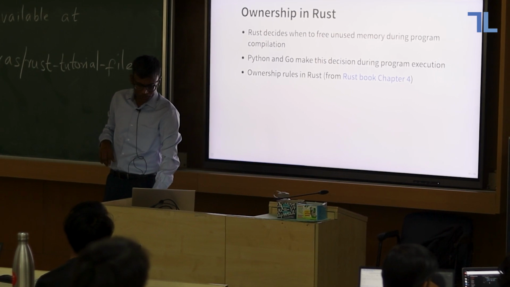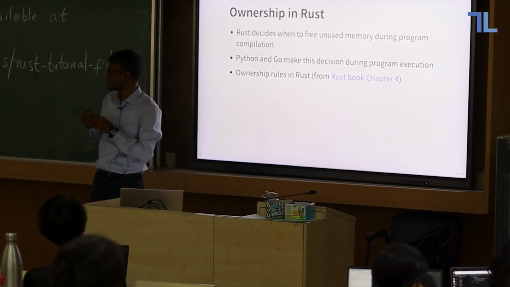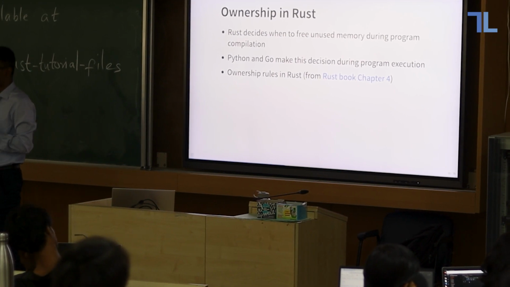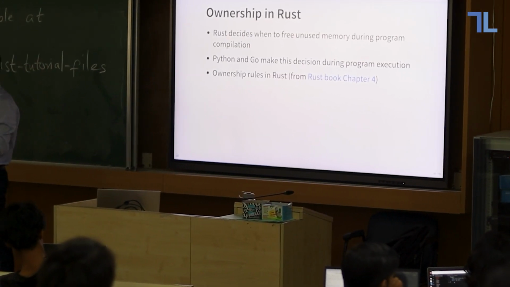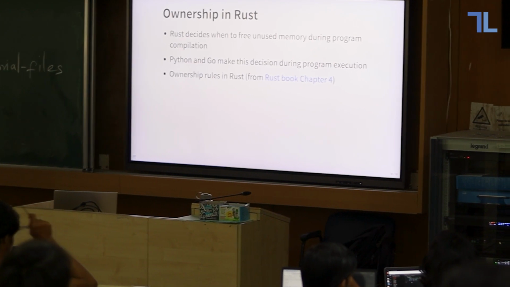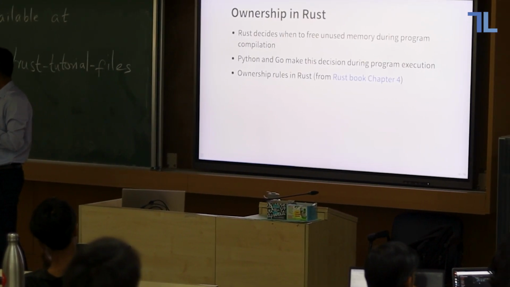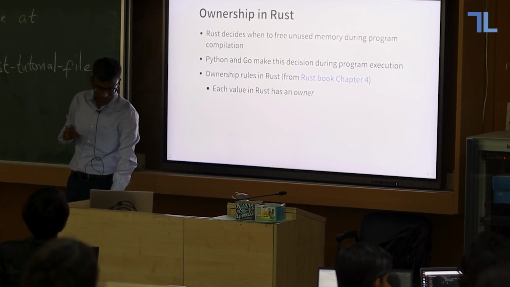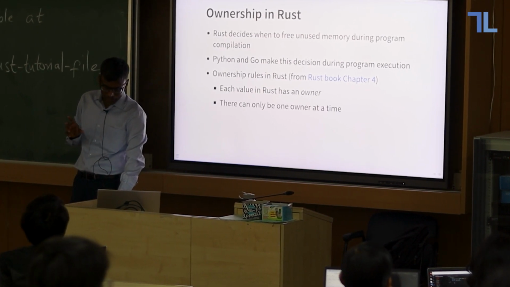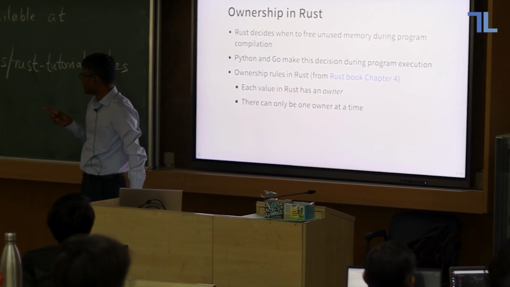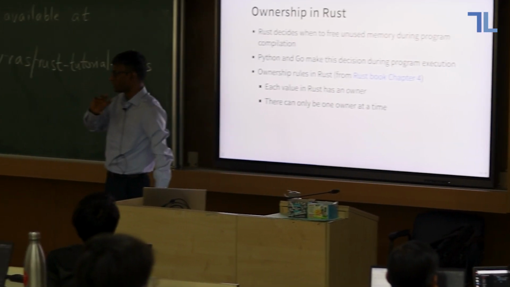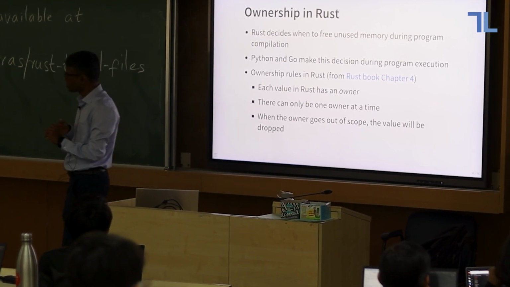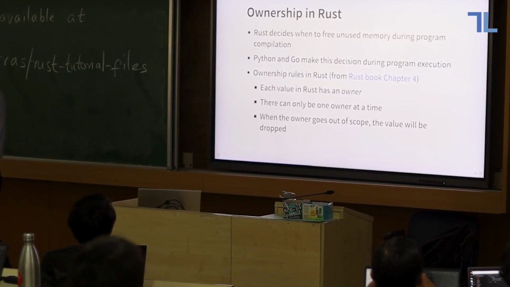So when Rust needs to decide when to free a particular variable, the ownership rules have to be easier for the Rust compiler to figure out. So these are the ownership rules which they chose. Each value has to have an owner, and there can only be one owner at a time, which means that when you assign variables, the owner of that variable may change. And when the owner goes out of scope, the variable will be dropped or freed.